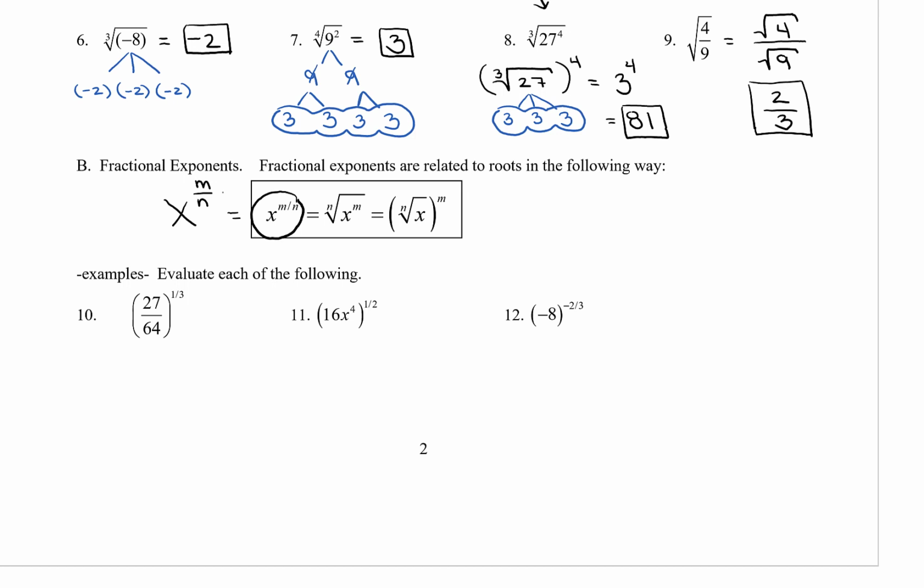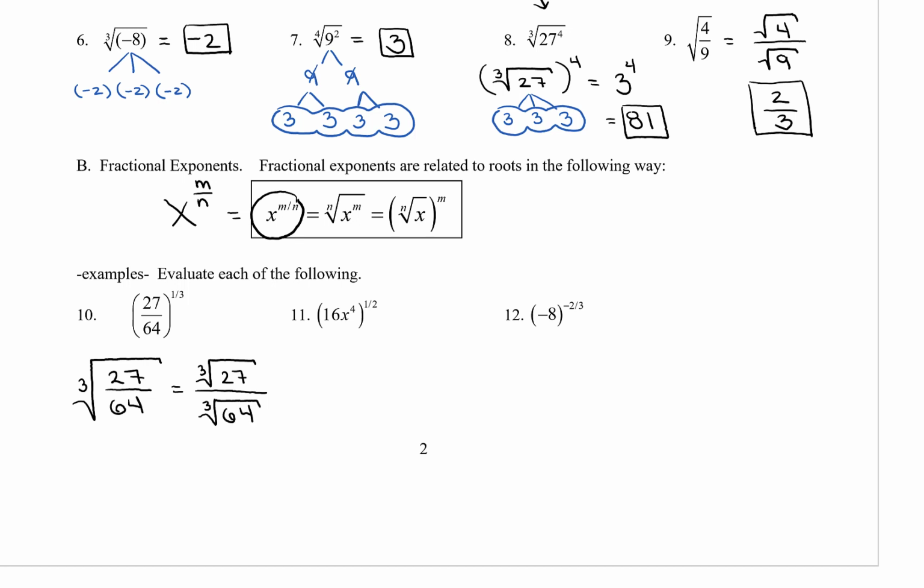Examples, evaluate each of the following. Number 10, we have 27 over 64 inside parentheses, all being raised to the 1/3 power. That means we're taking the cube root of 27 over 64. I'm going to factor out 27 and 64. 27 is made up of 3 factors of 3. That's the prime factorization of 27. So before I do that, let me actually just write it separated. I'm going to write the cube root of 27 in the numerator and then the cube root of 64 in the denominator.